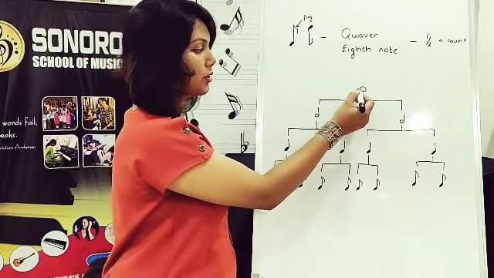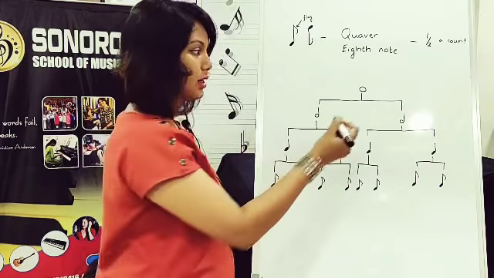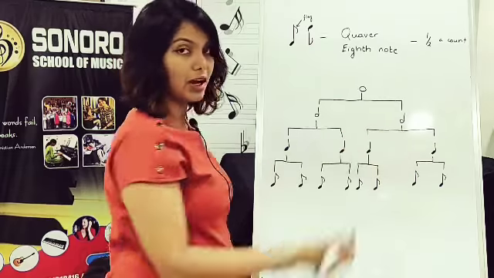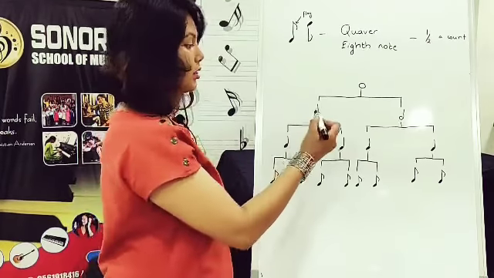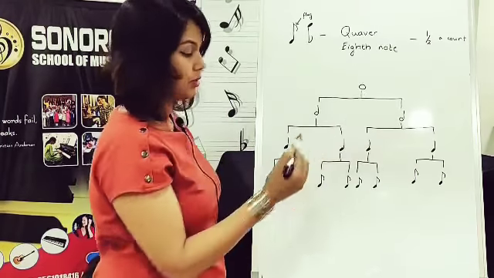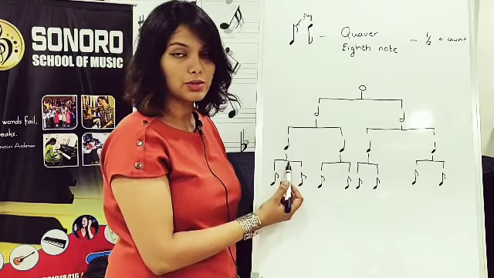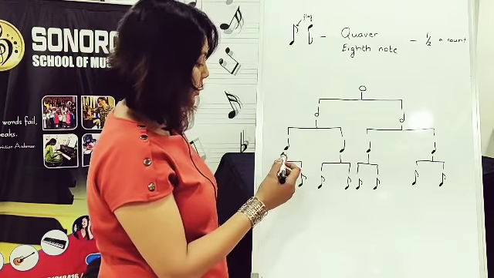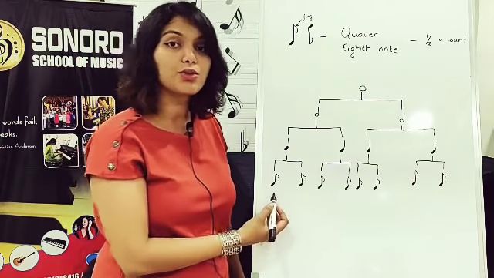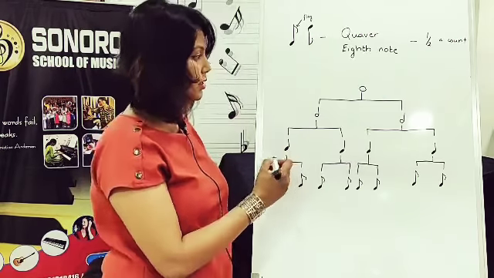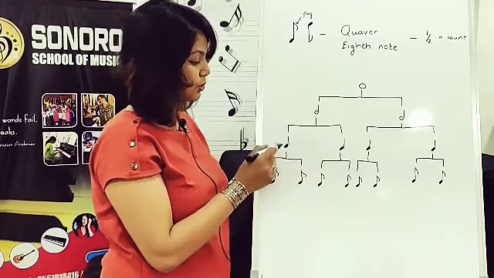So beginning with a whole note which was 4 counts, it can be divided into 2 half notes, right? 2 plus 2 is 4. Similarly, each half note can be divided into 2 quarter notes or 2 crotchets, and 1 crotchet can be divided into 2 quavers. So that's how we can see that this is 4, this is 2, this is 1 and this is only half.